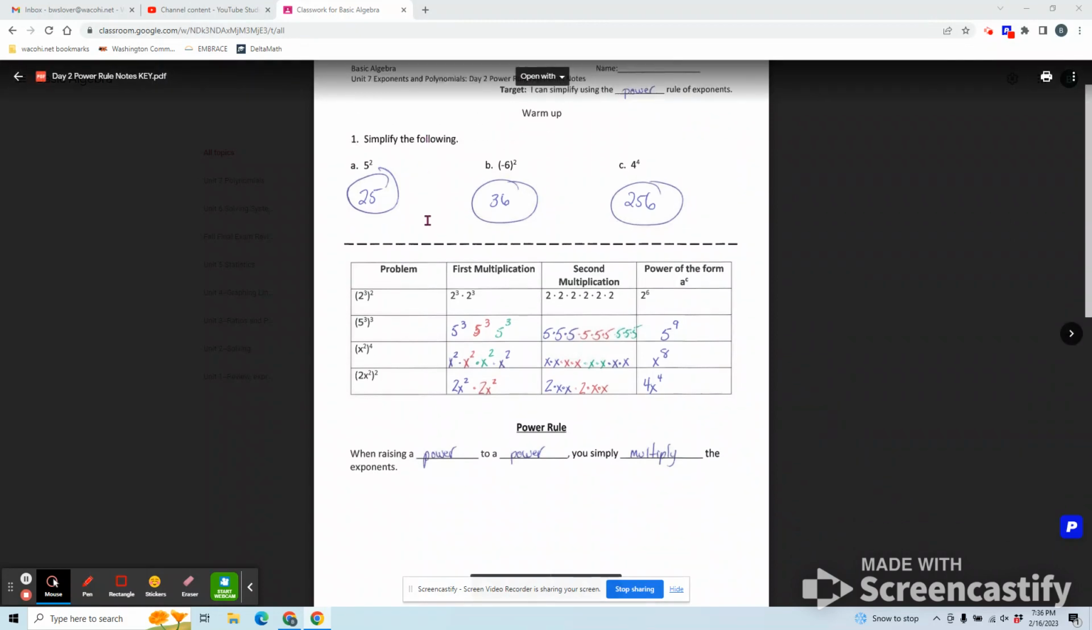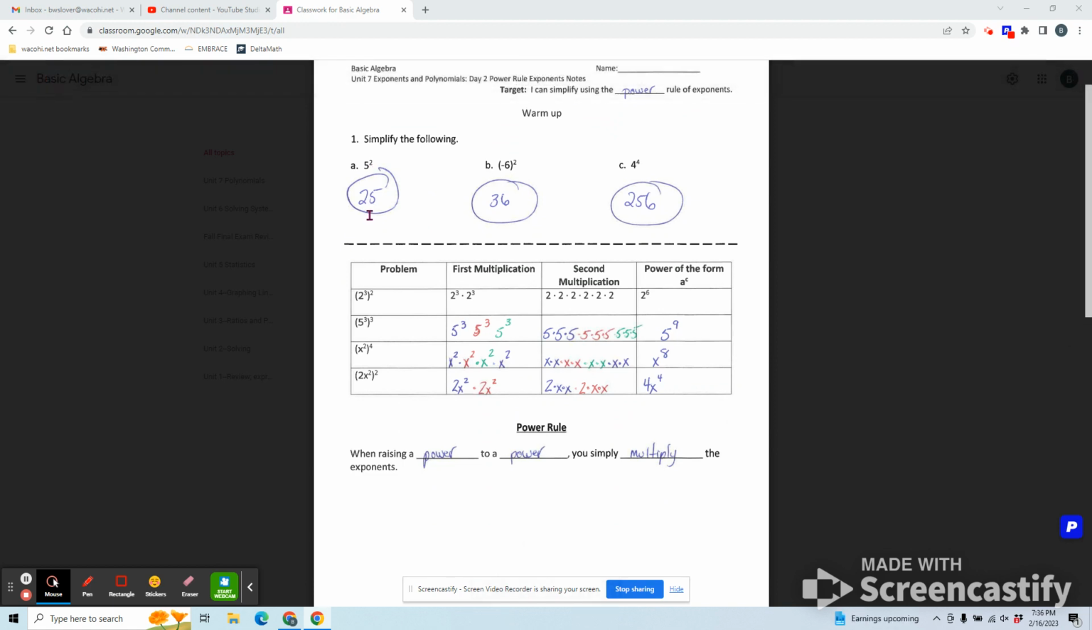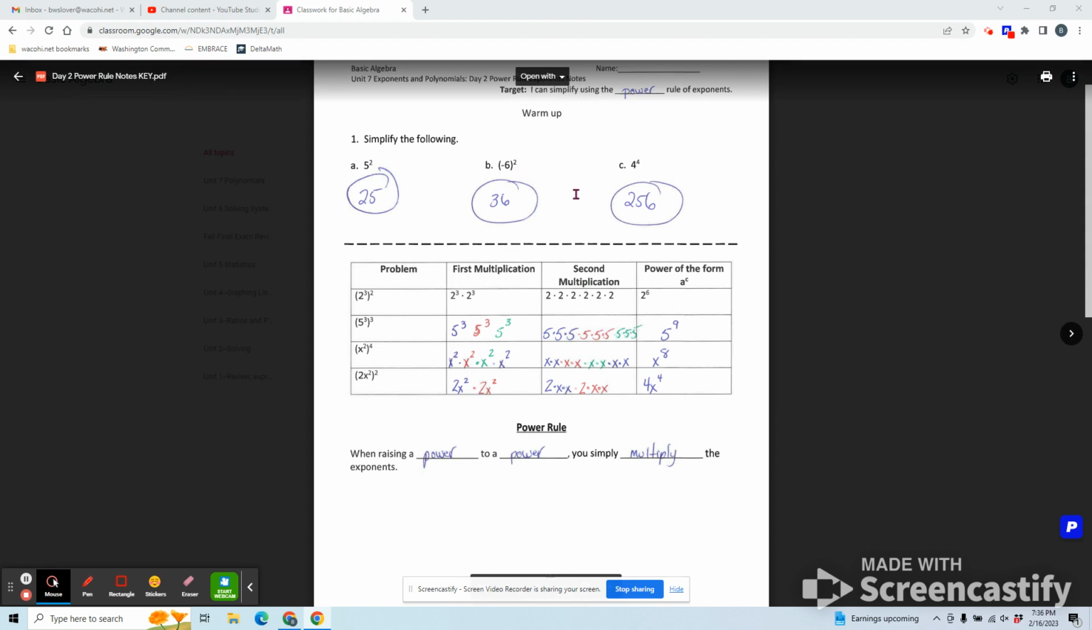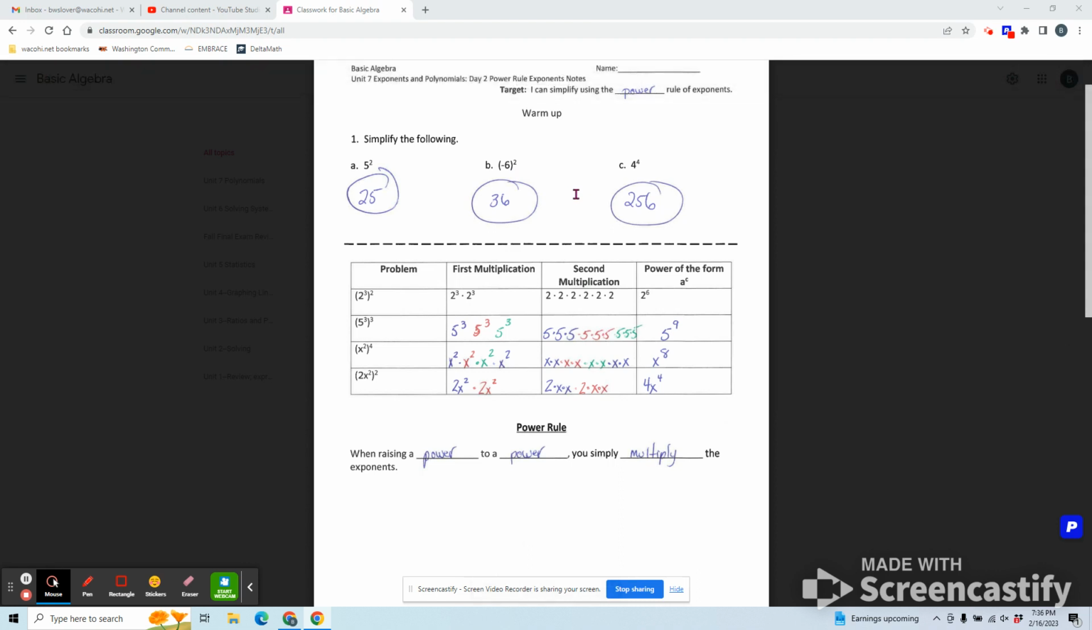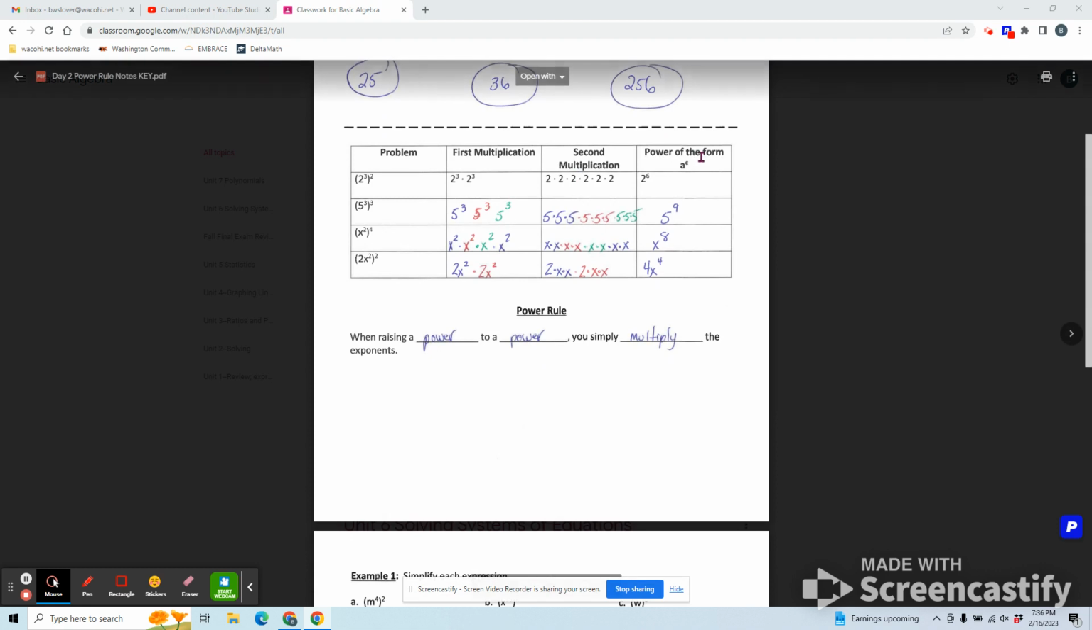Today we're going to use the power rule of exponents. So we're going to start by simplifying. 5 squared is 5 times 5, which is 25. Negative 6 squared is negative 6 times negative 6, which is a positive 36. If you're using your calculator, make sure you put it in parentheses, just like it shows here. And then letter C is 4 to the fourth power, which is 4 times 4 times 4 times 4, which is 256.